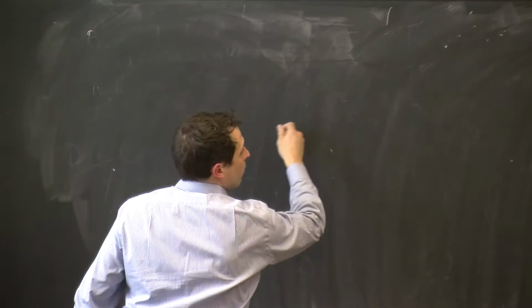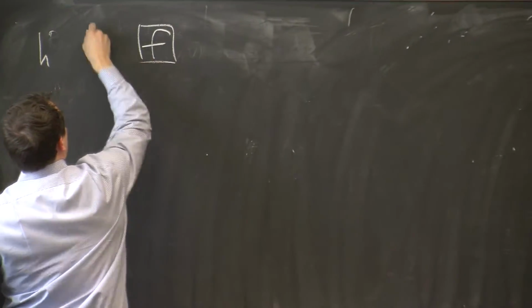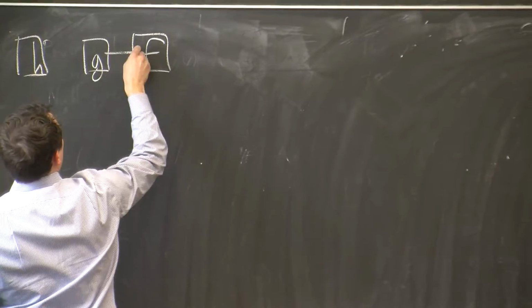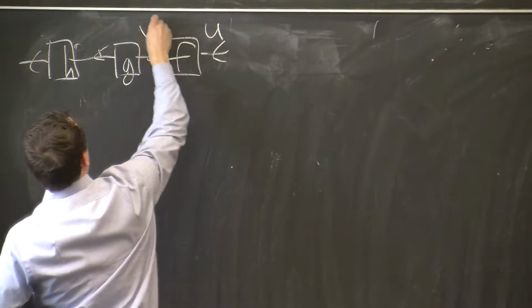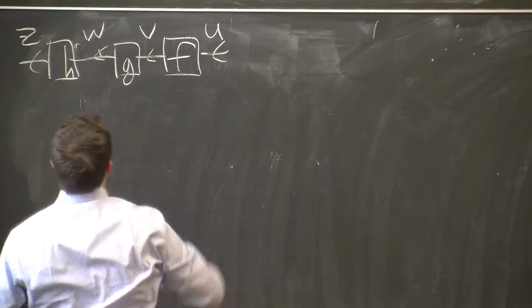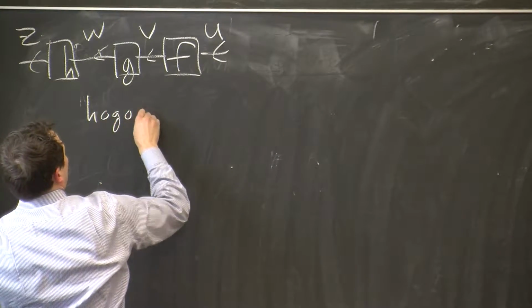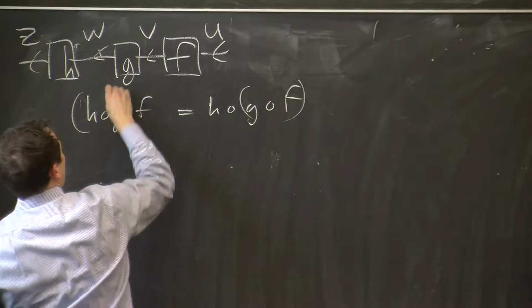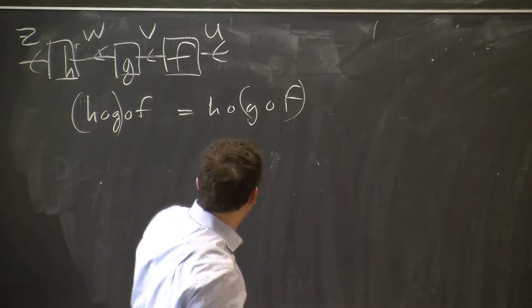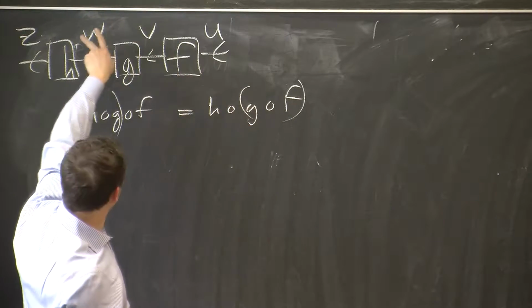This composition is associative. So if I have f, g, and h, U, V, W, Z, it's true that h composed with g composed with f equals h composed with g composed with f regardless of how I parenthesize. And there's another feature of this schematic that doesn't even really have a way of distinguishing between those two things, so that associativity holds here.